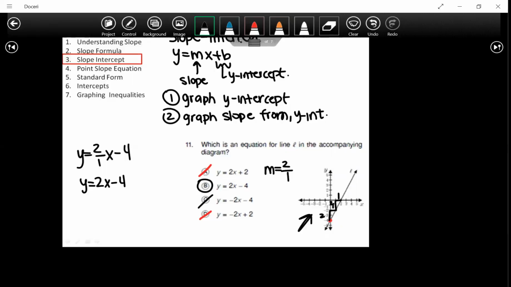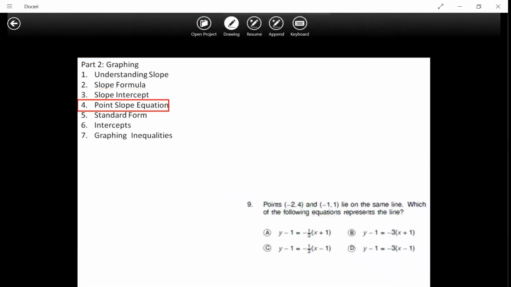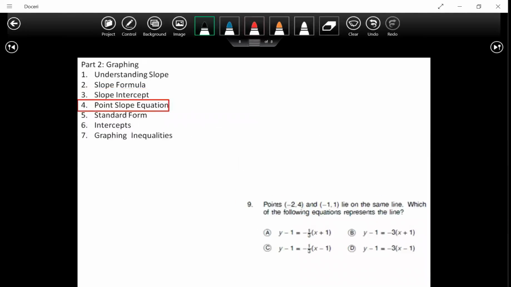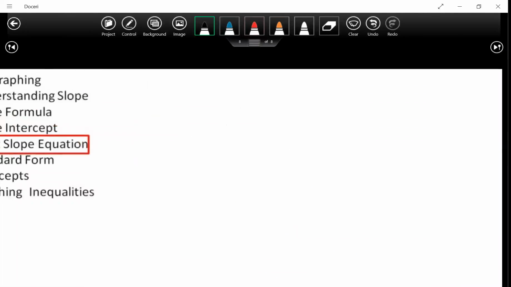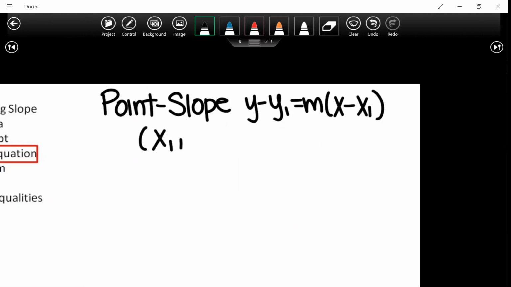Okay. Can I move on? We're going to continue. We're going to do point slope now. Point slope equation. This is always a fun one to go over. My point slope is y minus y1 is equal to m times x minus x1. Okay, we have our point x1 comma y1, and we have a slope of m.